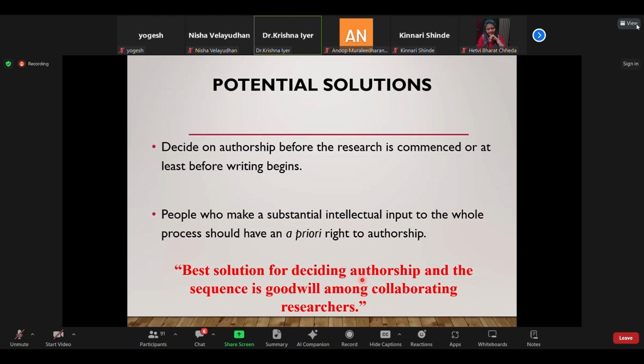Okay, but again, in case there are conflicts, the best solution for deciding authorship is goodwill among the researchers. If you don't have goodwill, this can become very, very tricky, and in many cases it has resulted in fights and even legal implications. So be very careful as we do this part.